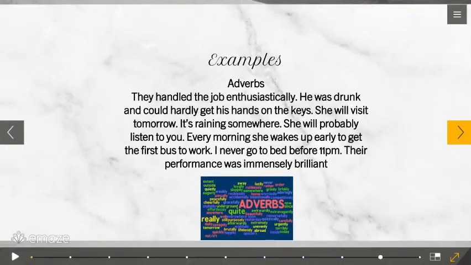Examples of adverbs are: They handled the job enthusiastically. He was drunk and could hardly get his hands on the key. She will visit tomorrow. And more examples.